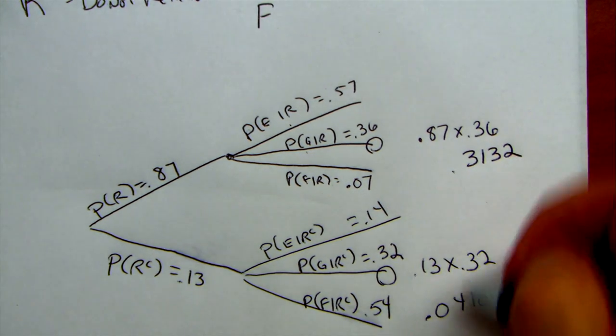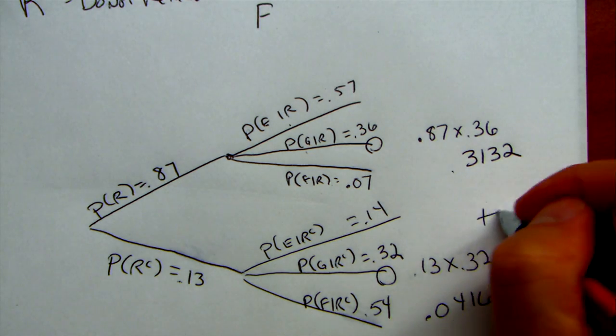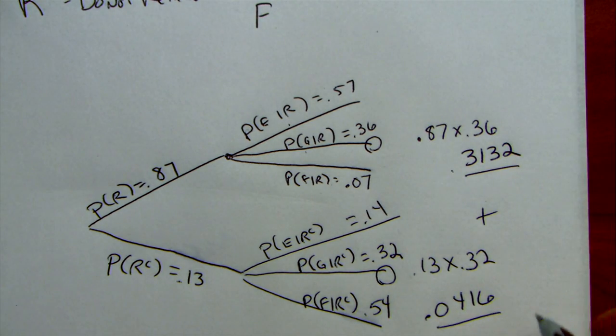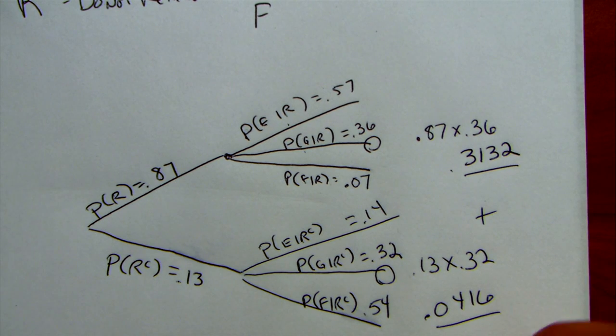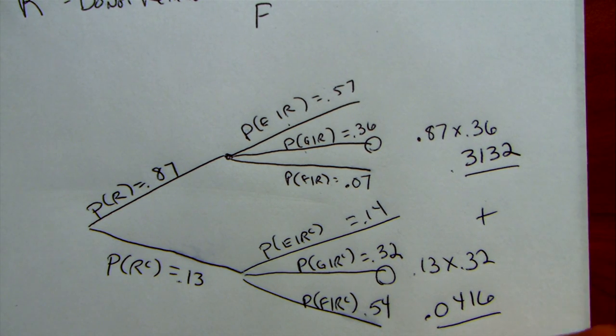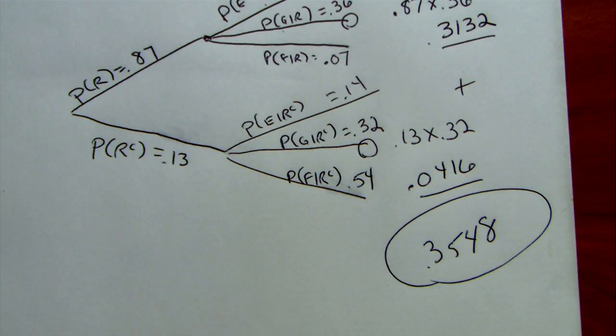So both of these are good, so I need to add them together. 0.3132 plus 0.0416 gives me 0.3548. So the answer to this is about 35%.